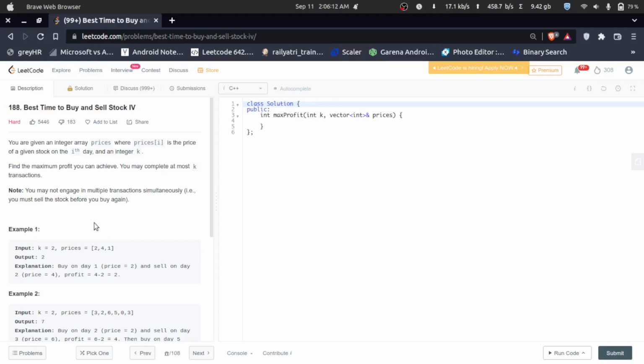I'm going to implement this through dynamic programming. First I will do a dry run, and after that I will implement my logic as code.